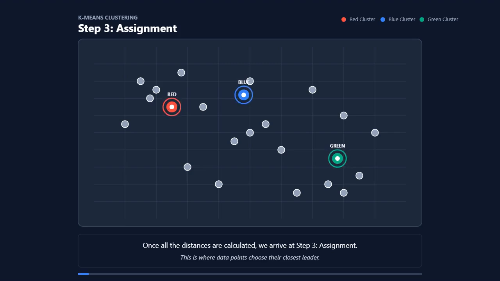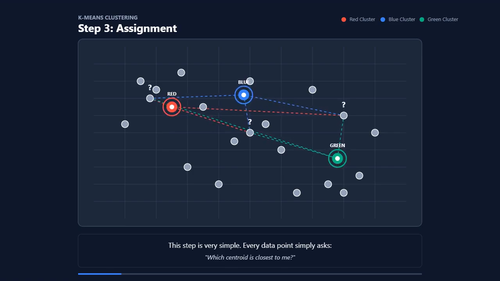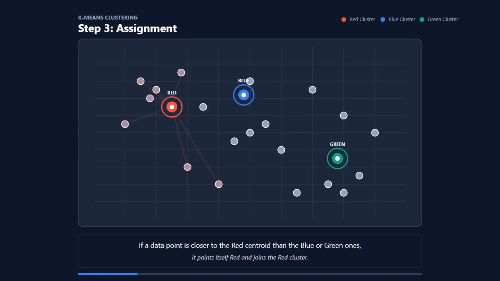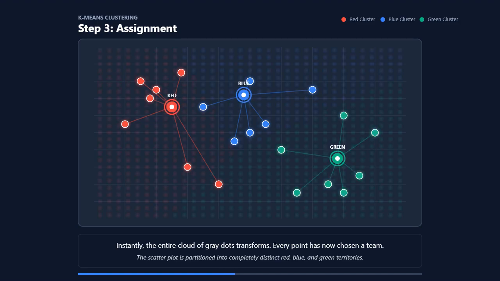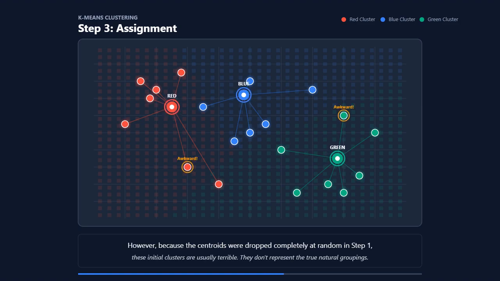Once all the distances are calculated, we arrive at step 3, assignment. This step is very simple. Every data point simply asks, which centroid is closest to me? If a data point is closer to the red centroid than the blue or green ones, it paints itself red and joins the red cluster. If another point is closest to the blue centroid, it paints itself blue. Instantly, the entire cloud of gray dots transforms. Every point has now chosen a team. The scatter plot is partitioned into completely distinct red, blue, and green territories.